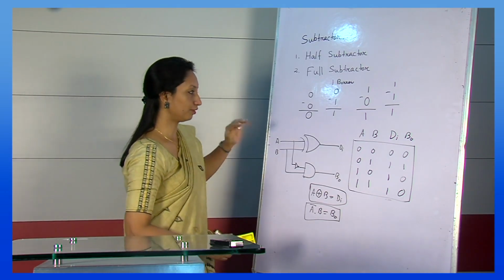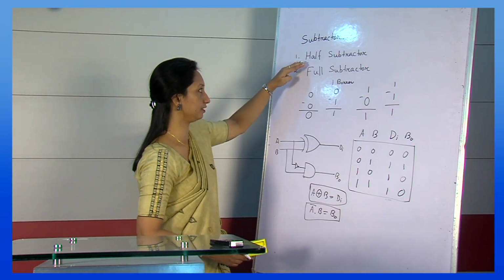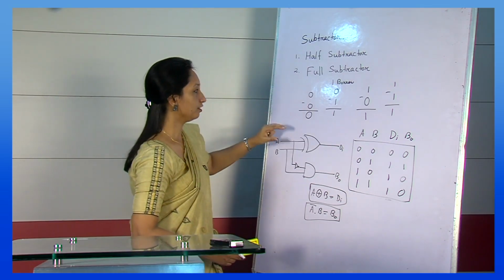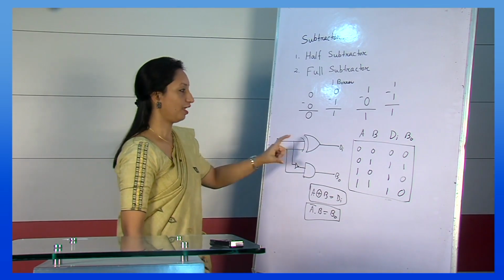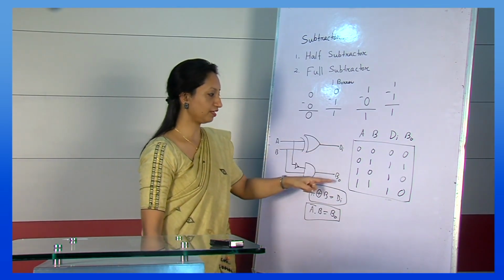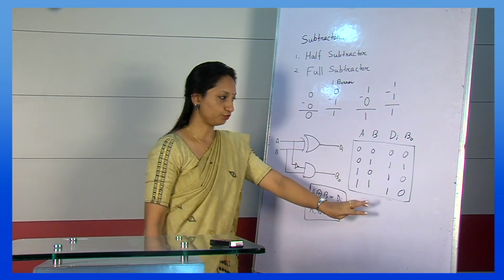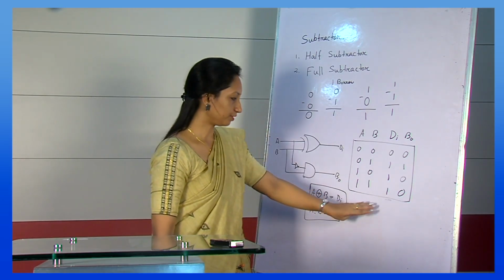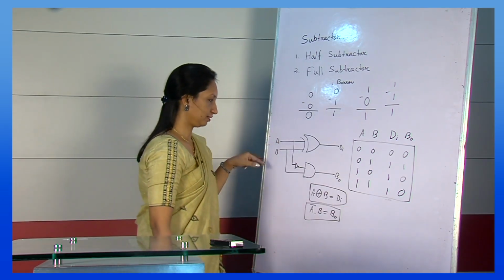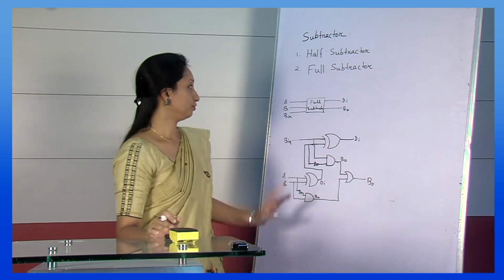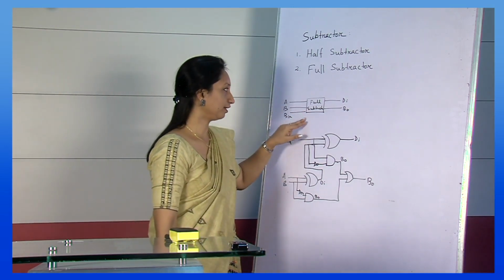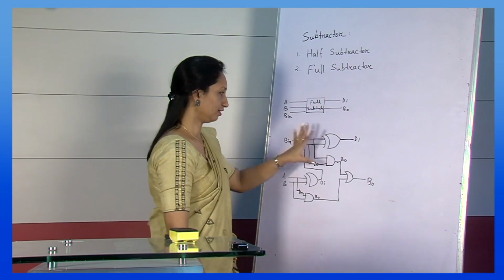So till now what we have seen, first we have seen the half subtractor. In the half subtractor there are two inputs, suppose A and B, and two outputs, one is the difference and the other is the borrow, and this is the truth table for the half subtractor, and this is the logic circuit diagram for the half subtractor. So now this is the block diagram of the full subtractor, and this is the logic circuit diagram for the full subtractor.